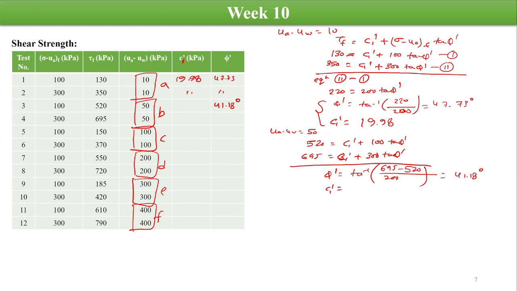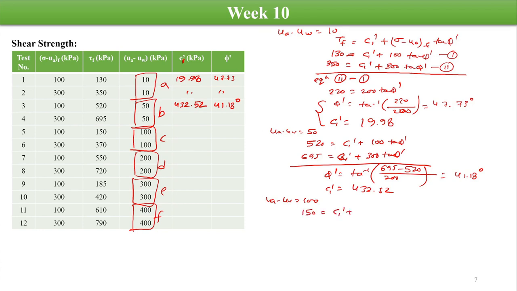Okay, so it's coming 432.52, so it's too high. Maybe there is some error in the values given, so it's hypothetical data. Okay, so let's move forward. For UA minus UW equal to 100, we will get two equations.